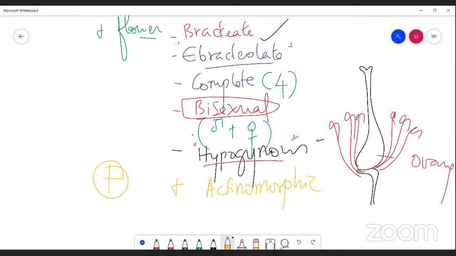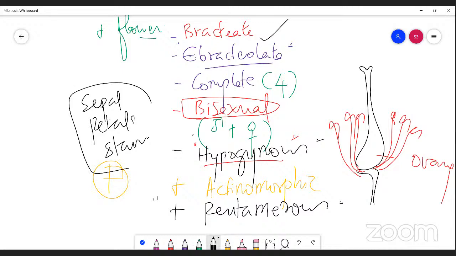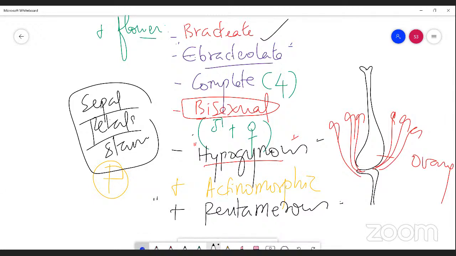And one more very important character is a pentamerous flower. Pentamerous means the floral parts are 5 in number. Hence, this is pentamerous. So there will be 5 sepals, 5 petals and 5 stamens. So it is a pentamerous flower. The floral parts are 5 in number, hence it is known as a pentamerous flower.